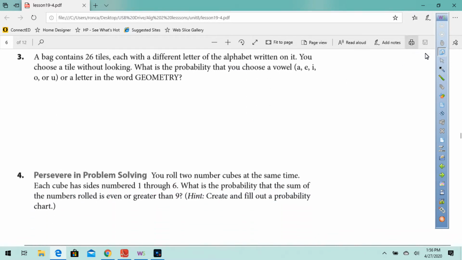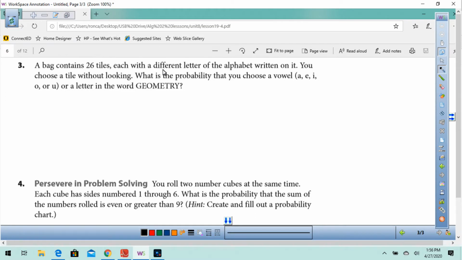Number 3. A bag contains 26 tiles, each with a different letter of the alphabet written on it. You choose a tile without looking. What is the probability that you choose a vowel, A, E, I, O, U, or a letter in the word geometry?